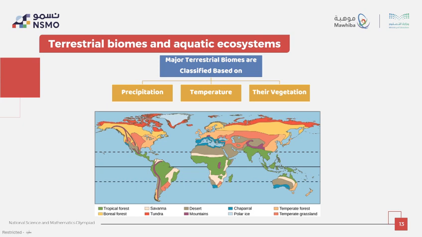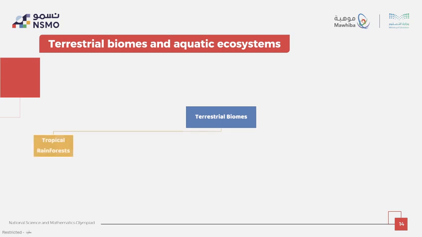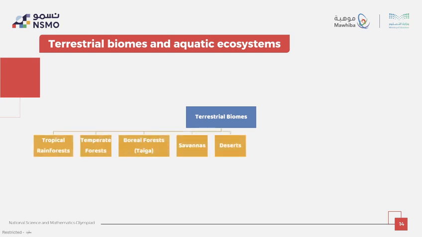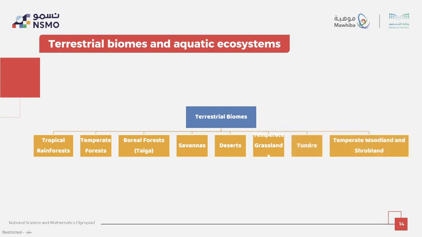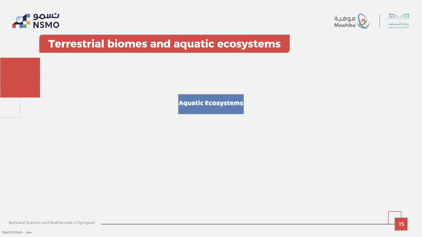On the map, each color represents a biome distributed across the globe. Terrestrial biomes include rainforest, temperate forest, taiga, savannas, desert, tundra, and more. Each biome has unique plants and animals perfectly adapted to the environment. Let's talk about aquatic ecosystems.